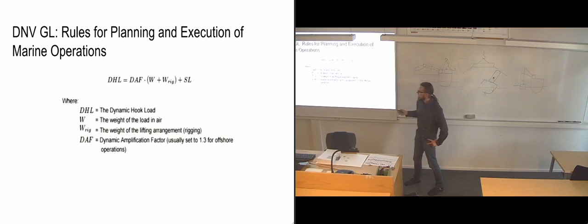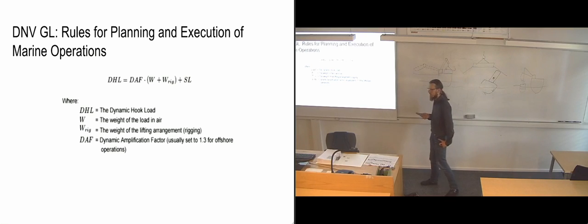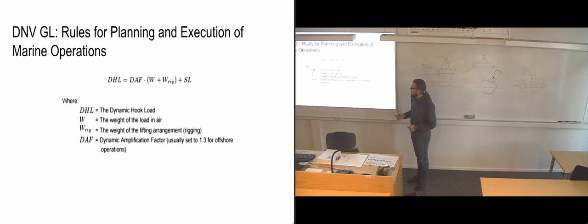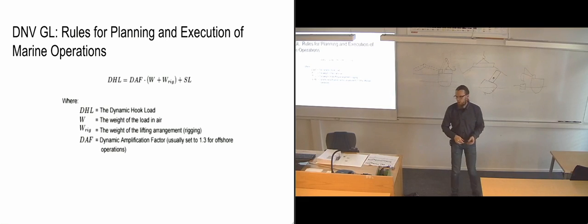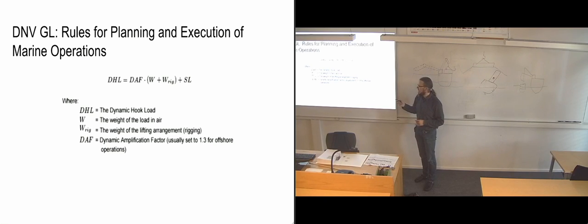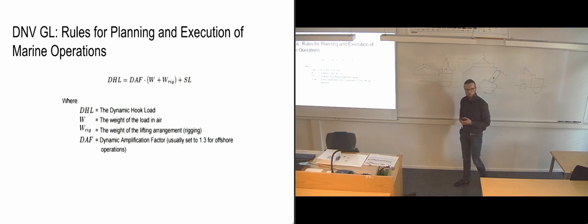Then we have the DAF, which is the dynamic amplification factor. And for offshore operations, we usually set it to 1.3. In some cases, I've seen it set to 1.5. But that depends a bit on what weather conditions they are expecting and stuff like that. Usually, when you're looking in the regulations, it recommends 1.3. And it also sets some requirements for what kind of conditions you need for using 1.3. So if you're outside those requirements, you're going to have to increase it, so have more than 1.3 instead.